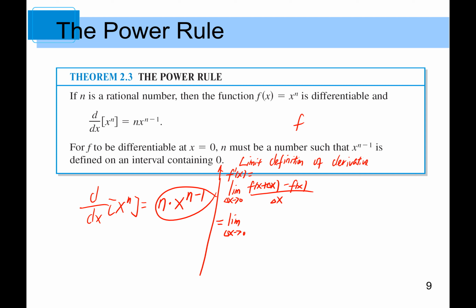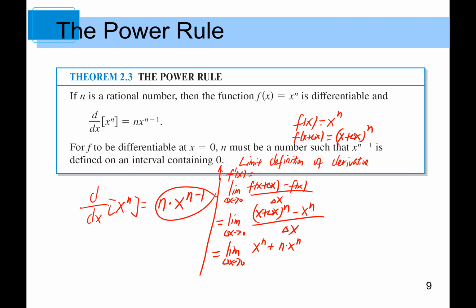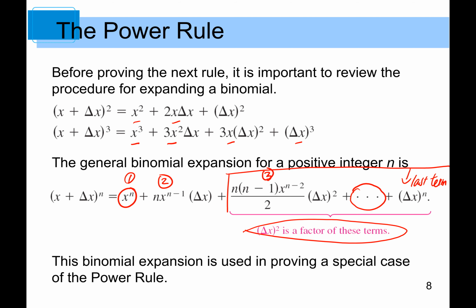Since our f of x is x to the nth, f of x plus delta x should be x plus delta x to the nth. So now we have x plus delta x to the nth minus f of x, which is x to the n, over delta x. Then if you expand this, it becomes x to the n plus n times x to the n minus 1 times delta x. It's exactly the same as the previous slide, which is this, right? This whole thing. Okay.